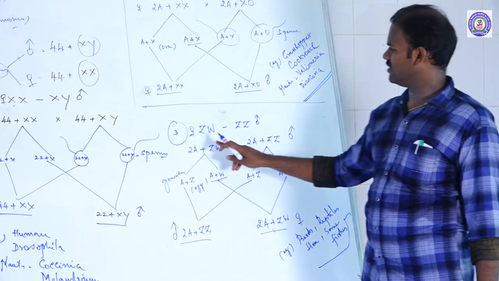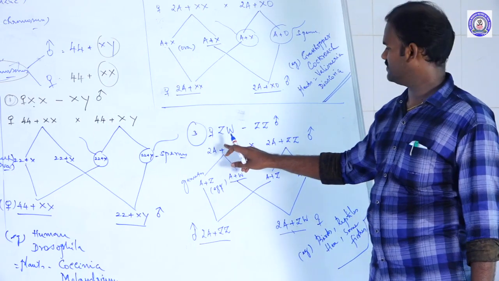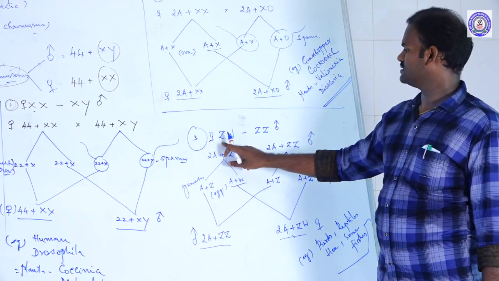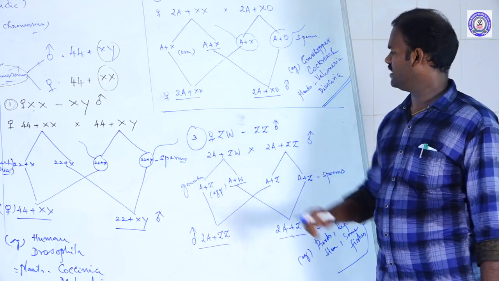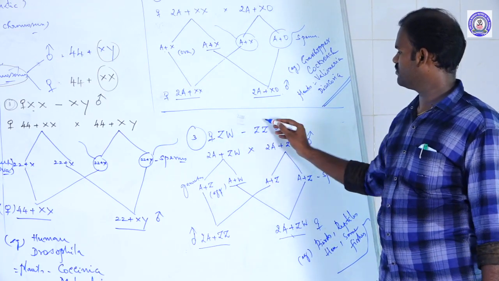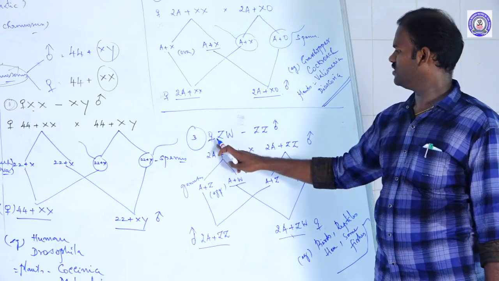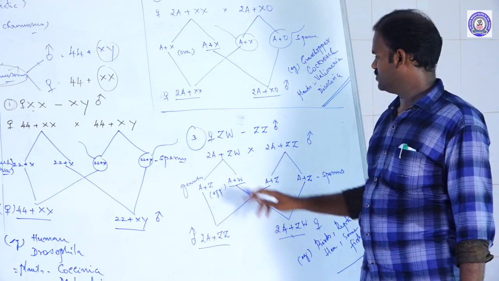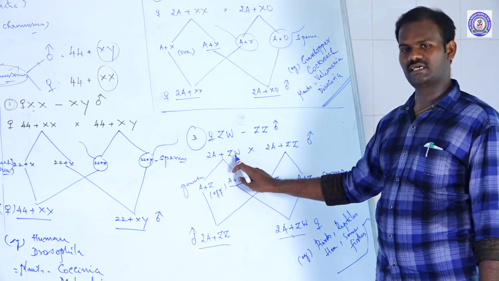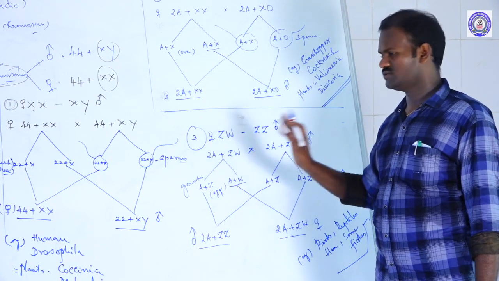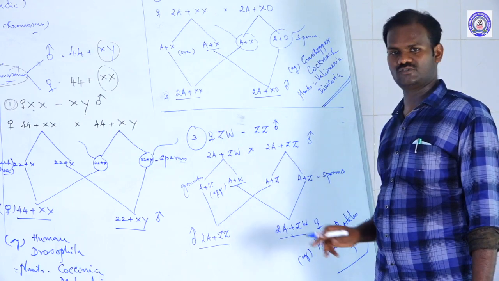So here the third type of determination of sex is ZW, ZZ. ZW is a female, ZZ male. Here male is homogametic, female is heterogametic. So both have two autosomes and two sex chromosomes. So the total number of chromosomes is 4. Among the 4, two autosomes, two sex chromosomes.